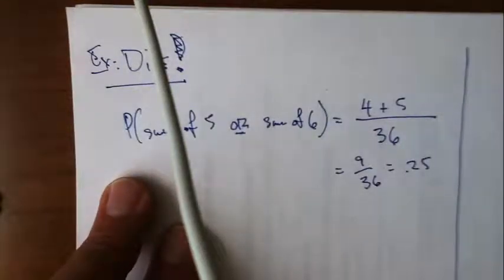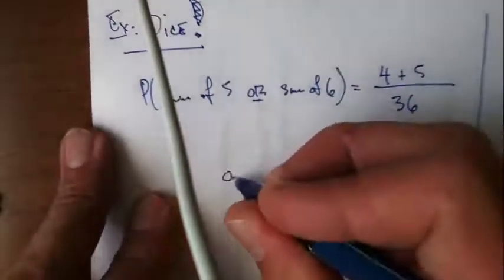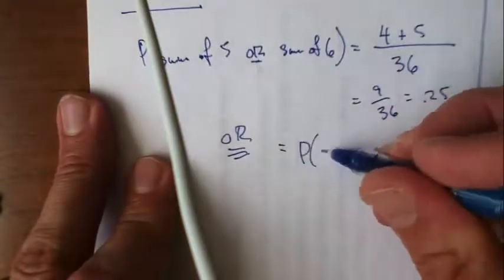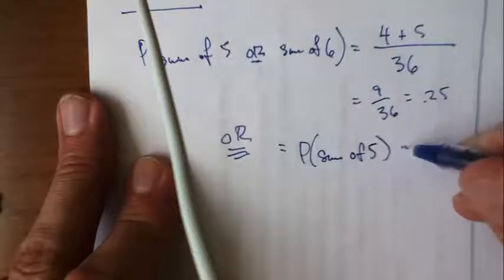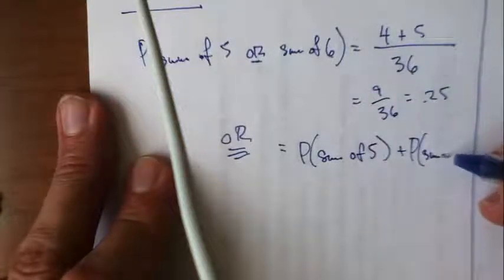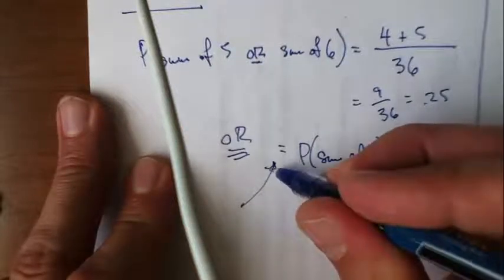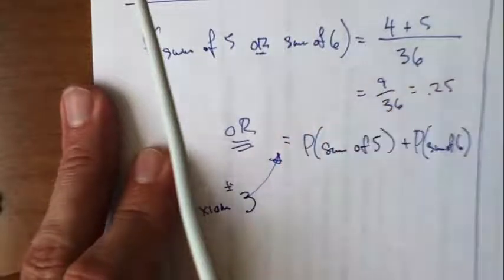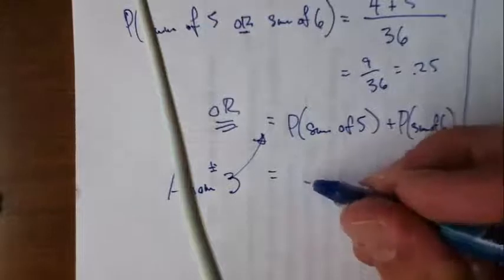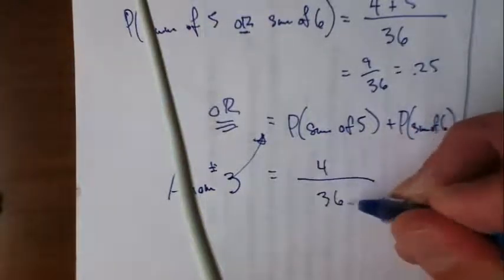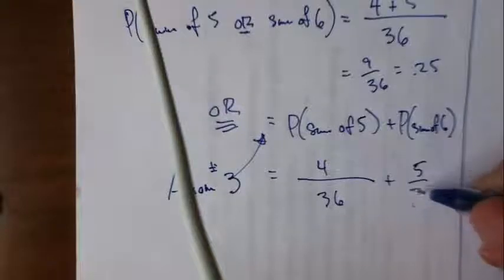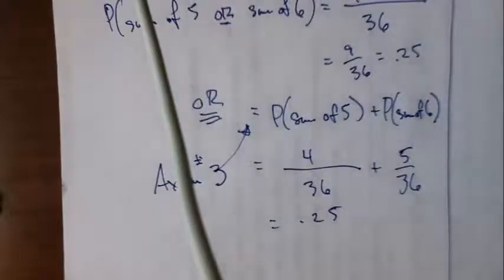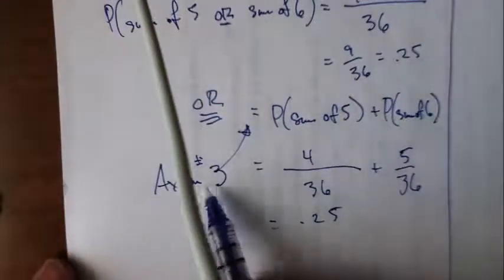Now, I could do it this way, right? I could instead say it's the probability that I get a sum of 5 plus the chance that I get a sum of 6. And this is by axiom 3, because those are disjoint events. So what's the chance that I get a sum of 5? It's 4 out of 36 plus 5 out of 36, and you get exactly the same thing. That's because they're disjoint. I'm applying axiom 3.